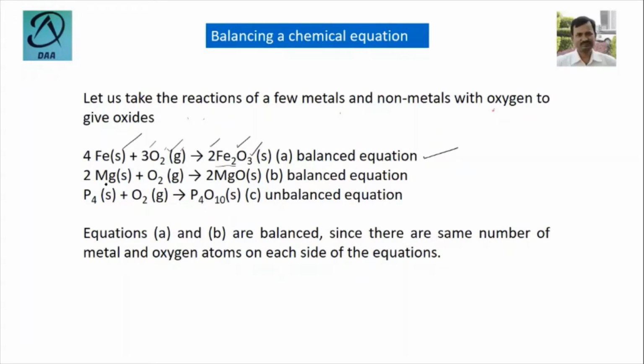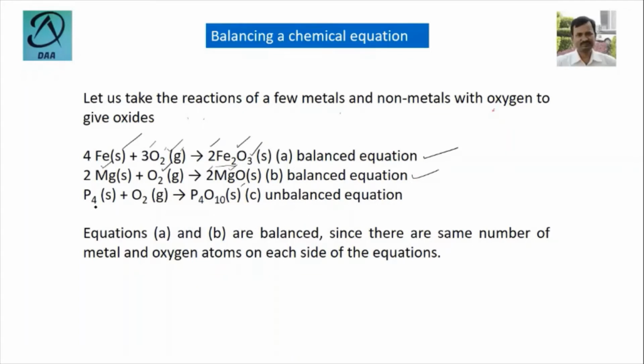In the same way, 2Mg plus O2 converts to 2MgO. This is also a balanced equation, because on the left side there are 2 Mg atoms and on the right side also 2 Mg, and on the left side 1 molecule of oxygen, that means 2 atoms, and on the right side also 2 atoms. So this is also a balanced equation.